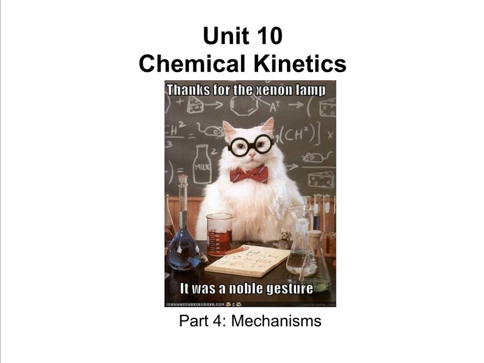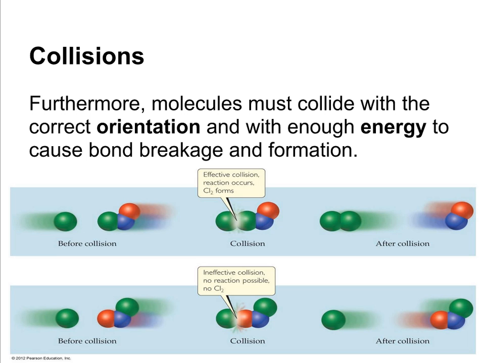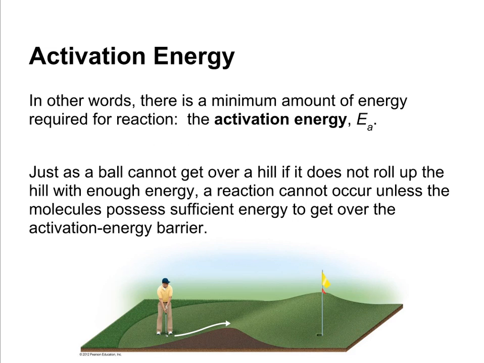Part 4 of Unit 10 is about reaction mechanisms. You probably remember this page from video 10.1, where we said that for a reaction to happen, reactants have to collide with both the right orientation and the right amount of energy. That amount of energy that's required is called the activation energy. There has to be enough energy present for a reaction to start.